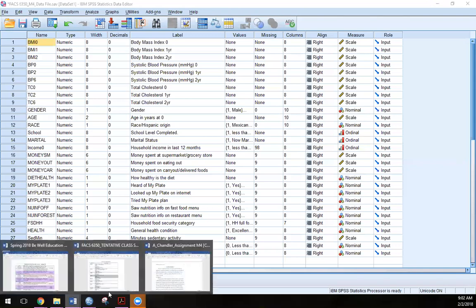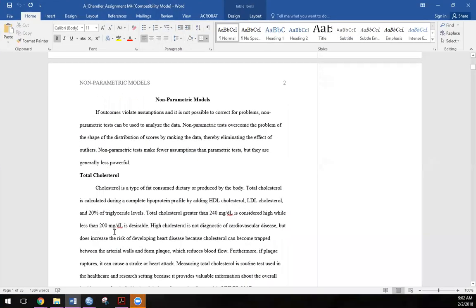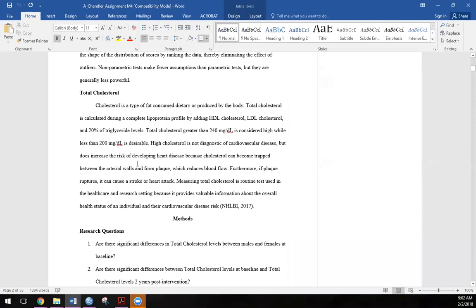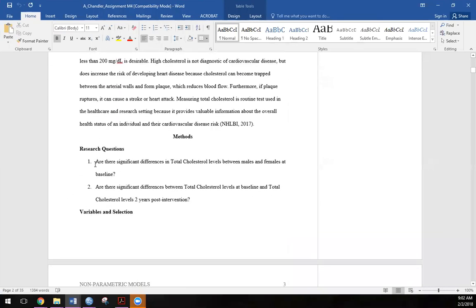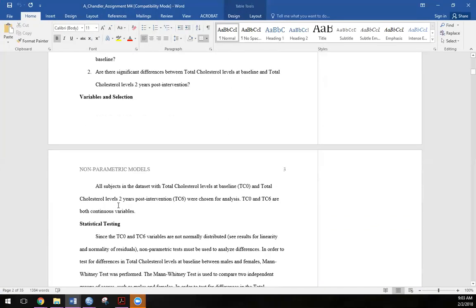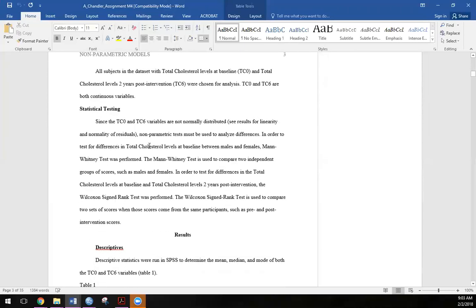Okay, I want to show you an example really quick of an assignment here. You would start out with changing your title to non-parametric models, because that's what you're working on this week, and then you write a few sentences about what non-parametric models are and why you're using them. Then whatever variables you use, you select those and use that as your introduction. You have your research questions, so you need to identify what your research questions are, how you selected those variables, and what statistical tests you did, and you explain why you chose those tests.